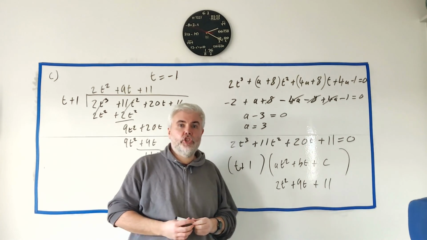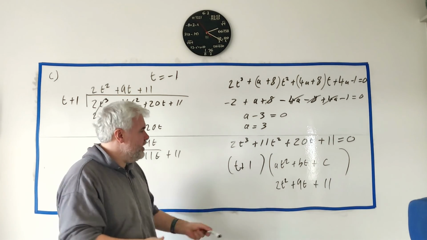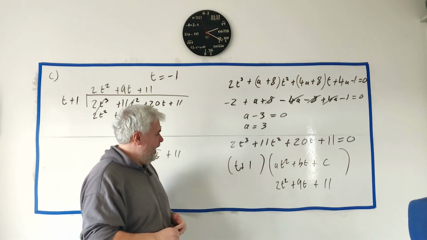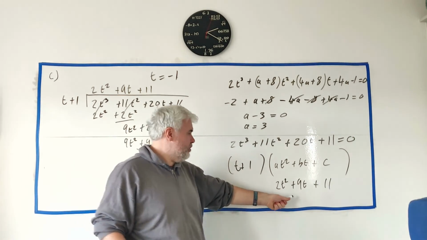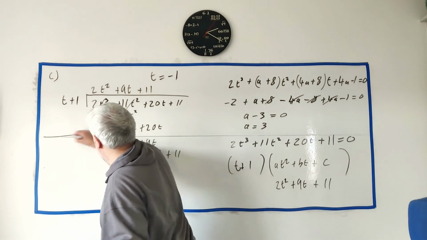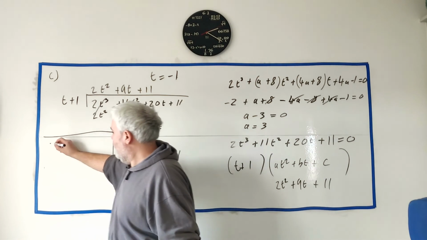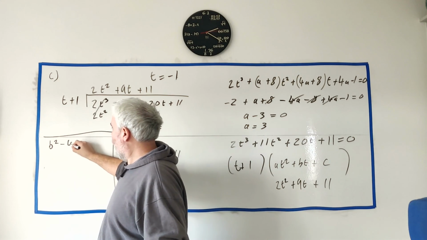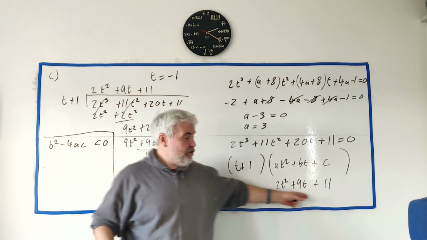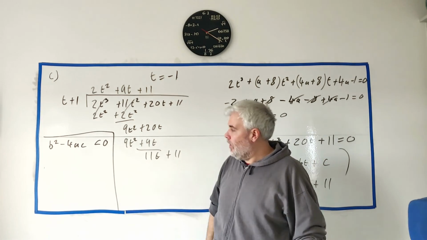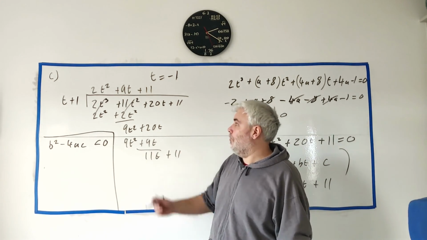Now the next part is to show that this quadratic has no solution. That's what they've told you. Usually you would just try and find a solution, and then you would find, oh, there is no solution. But they've told you there is no solution, so it's very quick to check for that. To check if a quadratic has no solution, we just need to go b squared minus 4ac less than 0. If you show that this is less than 0, you're done. You've shown that it has no solution.